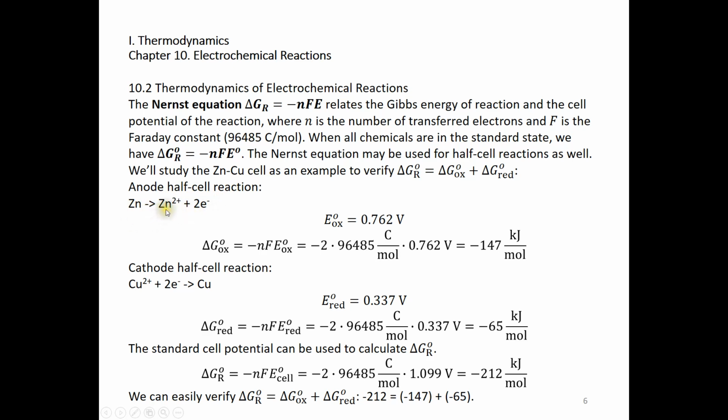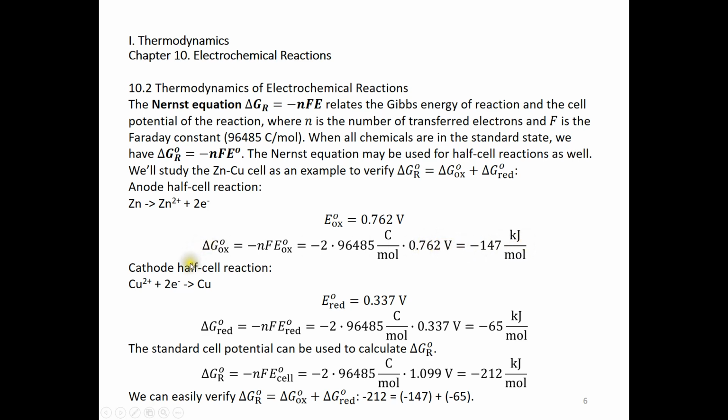From zinc to zinc 2+, 2 electrons are produced, the oxidation number increases. We have the standard oxidation half-cell potential 0.762. Now we can compute the standard Gibbs energy for this half-cell, which is negative nF times the standard half-cell potential. Plugging all the numbers, we get negative 147 kilojoule per mole. 1 coulomb times 1 volt is 1 joule.